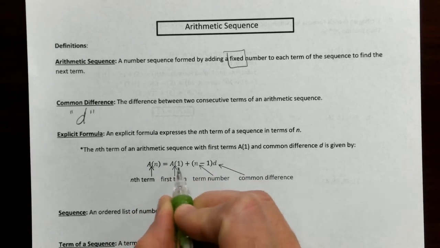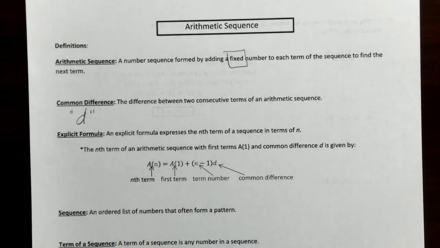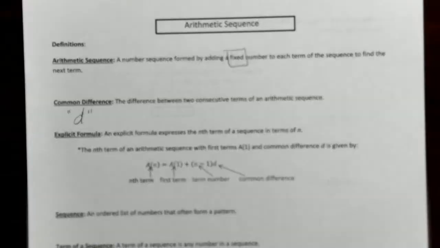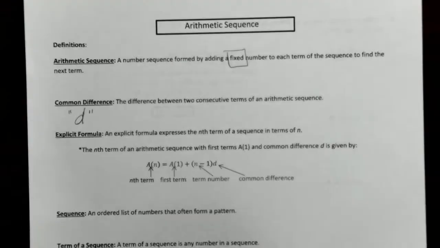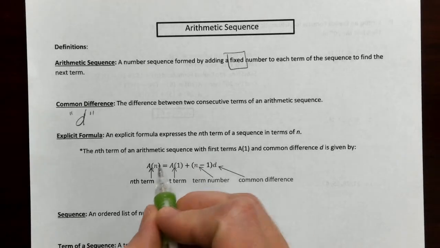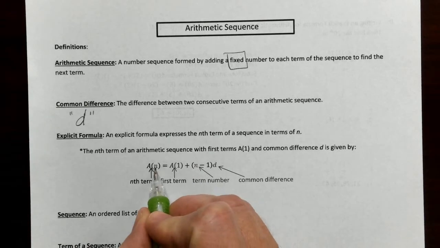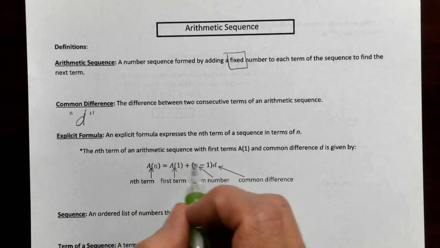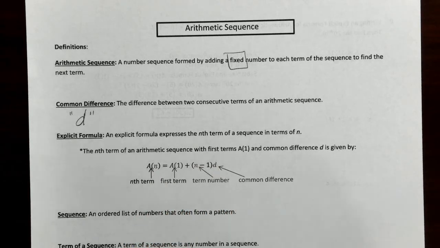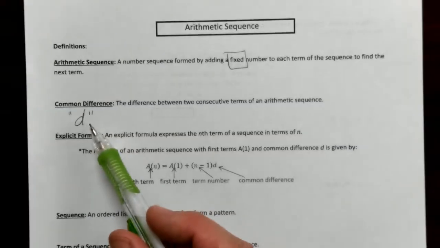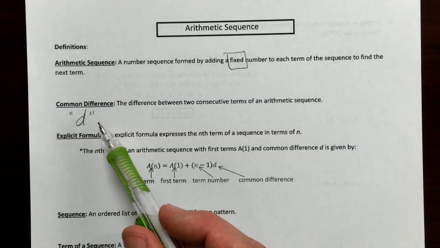Okay, so a sub 1 is your first term of your sequence. And then plus n minus 1 times d, where n is the same thing here. If I ask you to find the 20th term, or 100th term, or 50th term, that's what I would plug in for n. And d is that common difference, the difference between two consecutive terms.